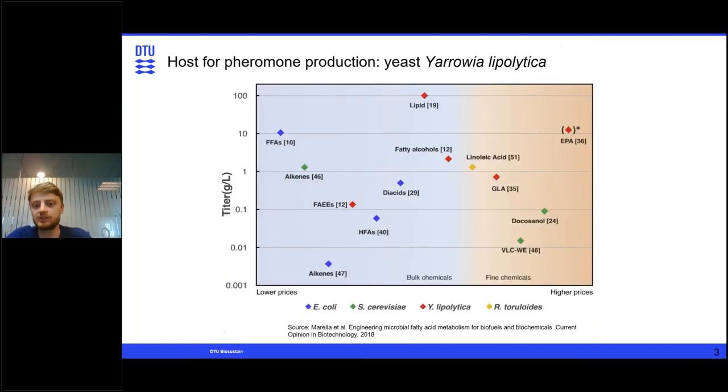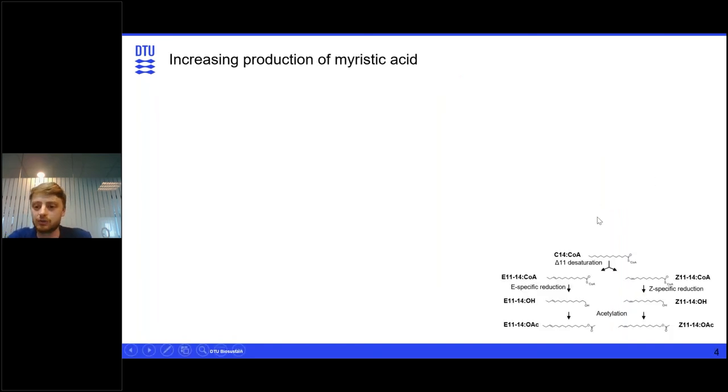the world. And for that, we have chosen the yeast Yarrowia lipolytica because, as you can see from this review, if someone wants to produce relatively expensive fatty acid derivatives at high titers, Yarrowia seems to be a very good option for that.